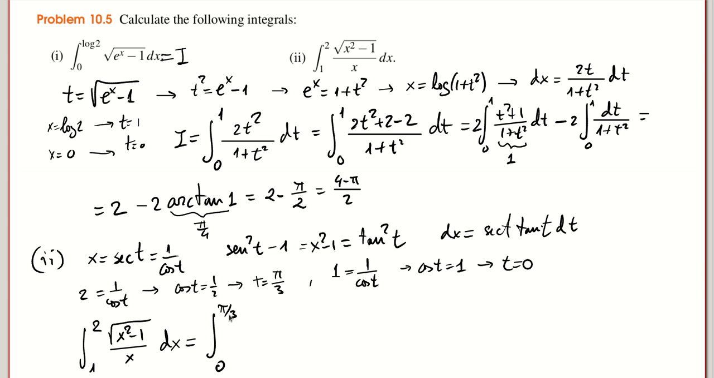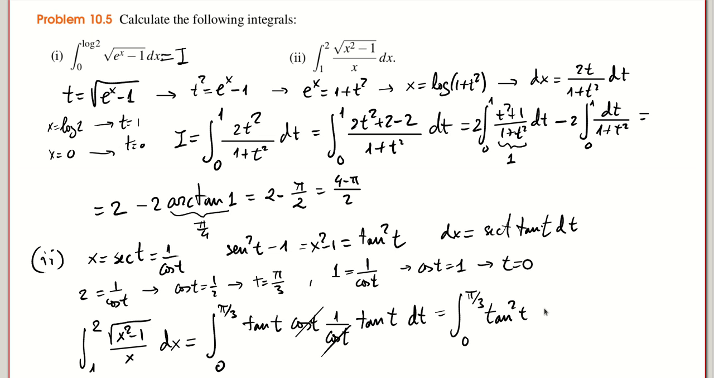And then we have to substitute. Here we have the square root of x squared minus 1, so that's the tangent of t. Down here we have x, which is 1 over the cosine, so we have cosine t here. And finally we have the derivative of the secant, which is 1 over the cosine t times the tangent. Right, you cancel the cosine here, then you have the integral from 0 to pi over 3 of the tangent squared dt.